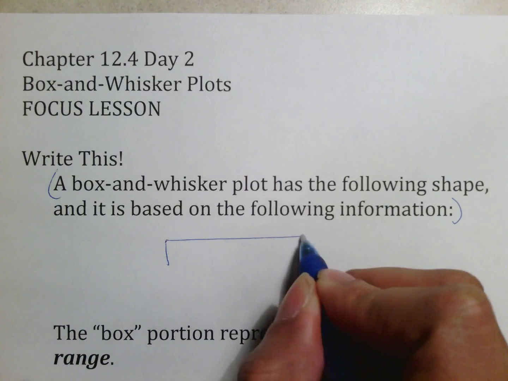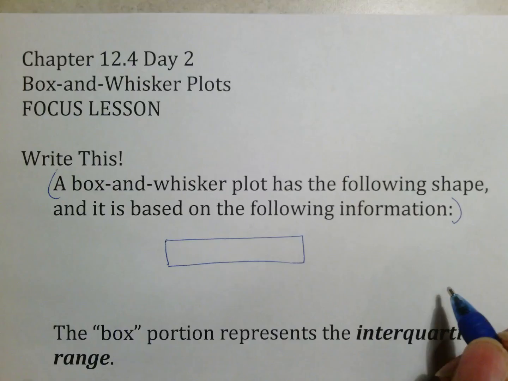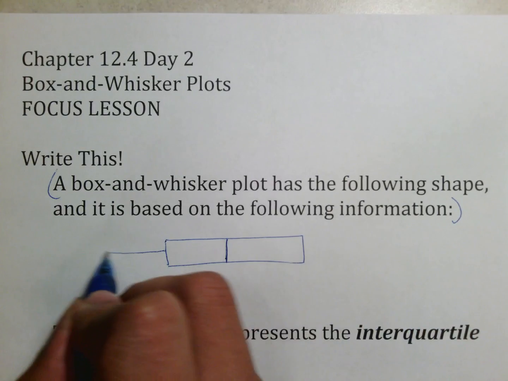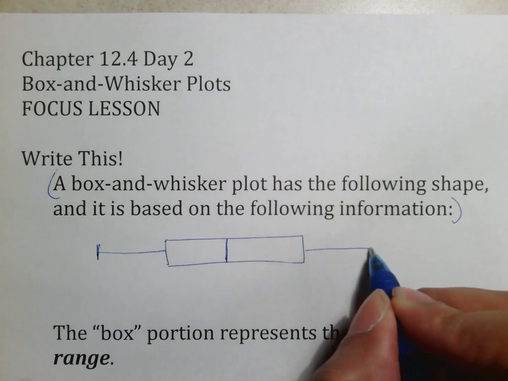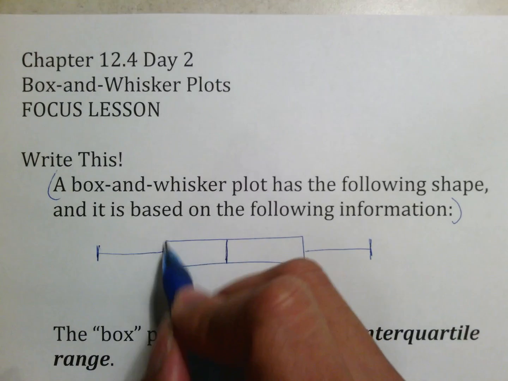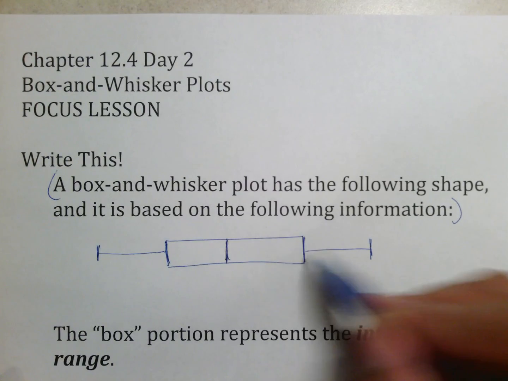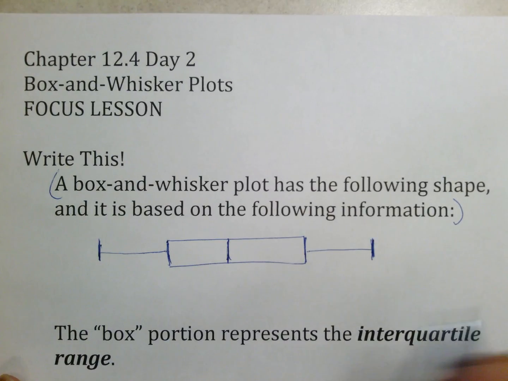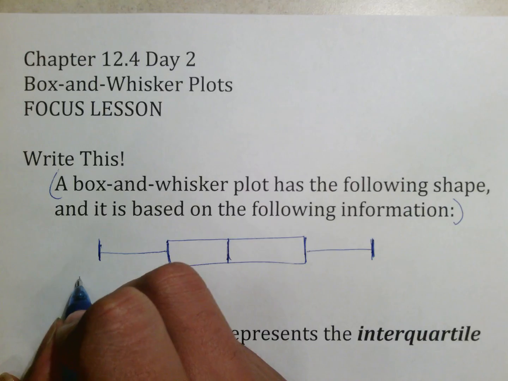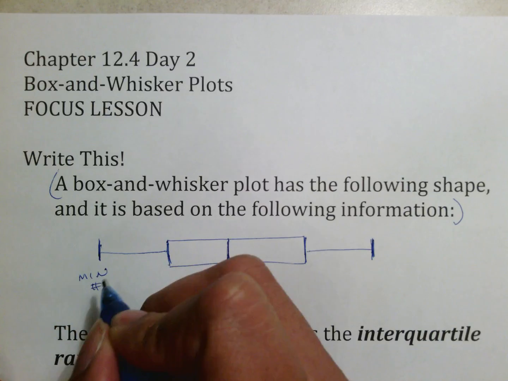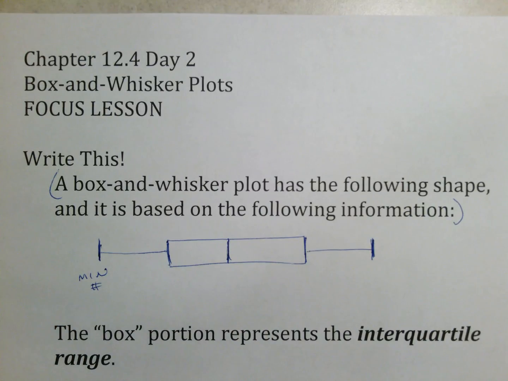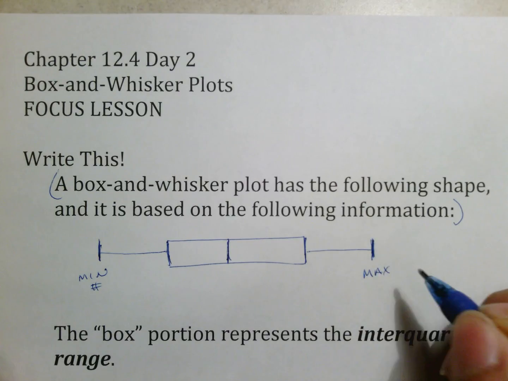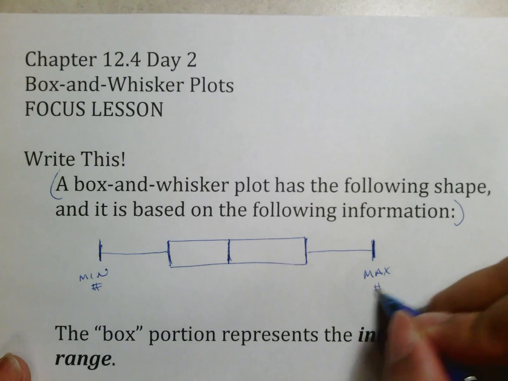It has the actual box, and the shape isn't always going to be what it is, but it's going to be some sort of a mark here, and it's going to have what we call whiskers here, one number out there, one number out there. Now, each of these marks represents something that is easy to find, or hopefully as of yesterday is easy to find. This is the minimum number. So whatever the smallest number is will go right there. This represents, of course, the maximum number. And so again, that's what's going to go there.